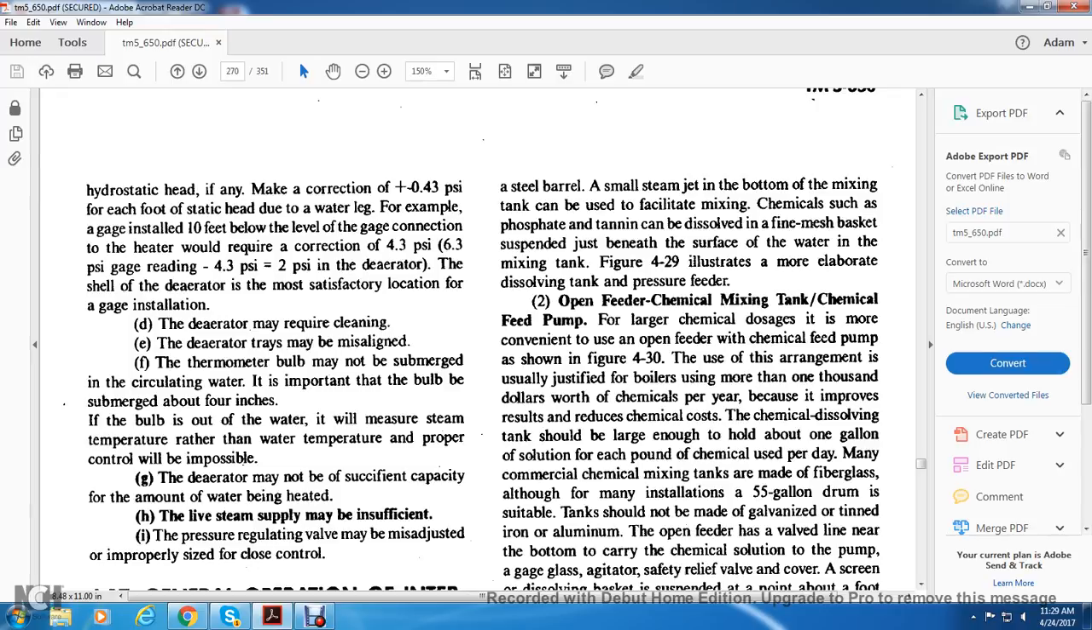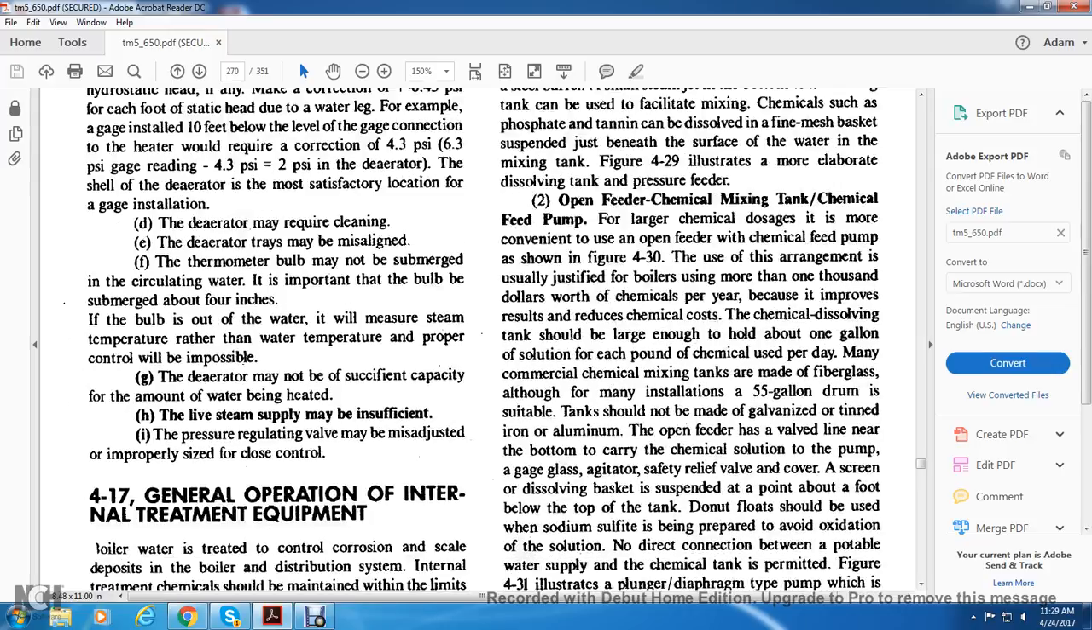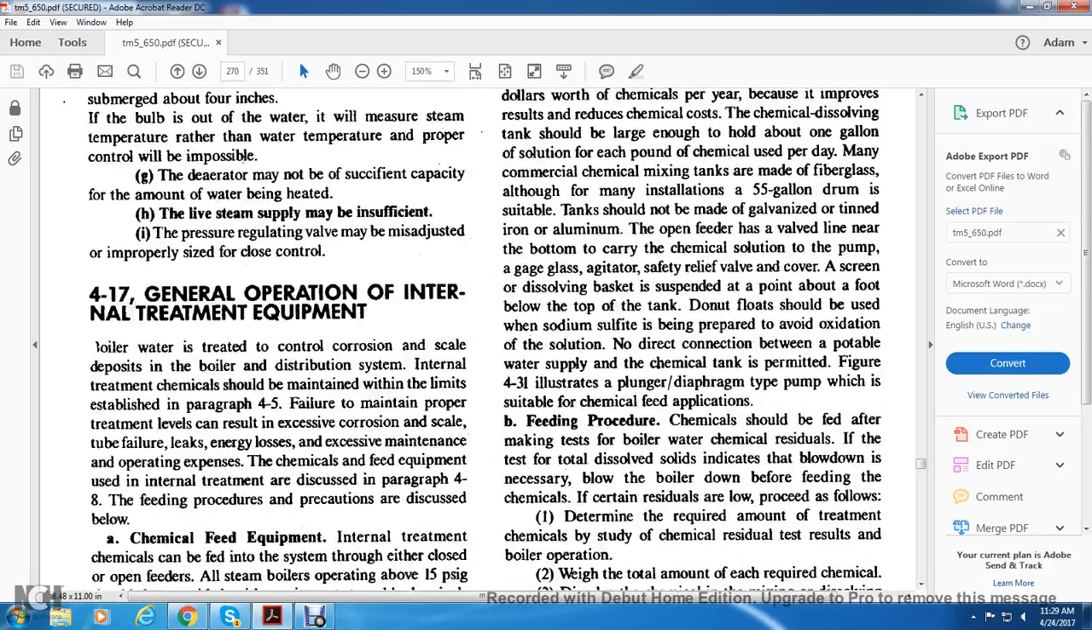G. The deaerator may not be of sufficient capacity for the amount of water being heated. H. The live steam supply may be insufficient. I. The pressure regulating valve may be misadjusted or improperly sized, with improper closing control.